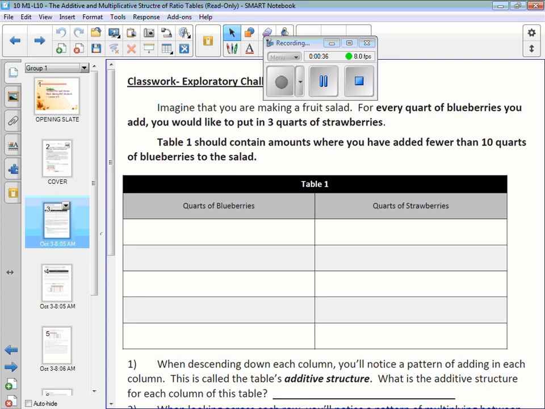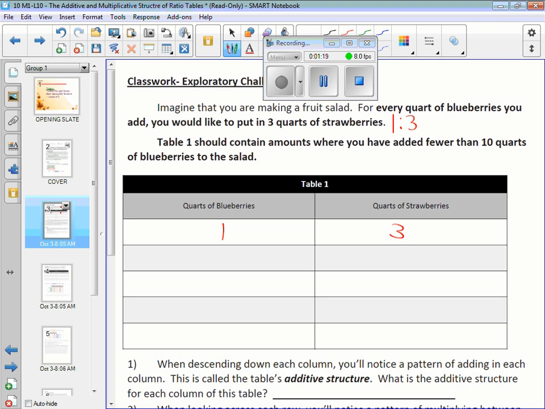We're going to build a ratio table together. Let's just read the directions. I'm going to read it out loud. Imagine that you're making fruit salad. For every quart of blueberries you would like to put in 3 quarts of strawberries. What's our given ratio? Put it over here. Does everybody see 1 to 3? Every quart of blueberries is 3 quarts of strawberries. Put that right there, and let's make it our first ratio in our table.